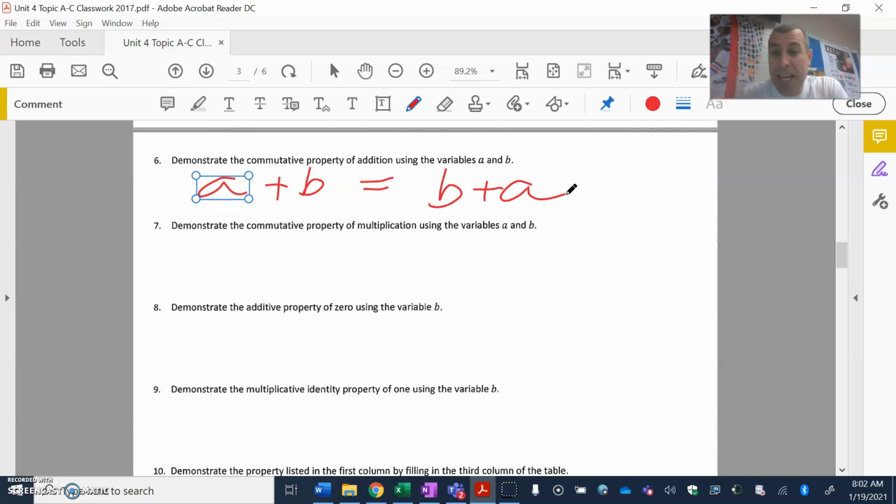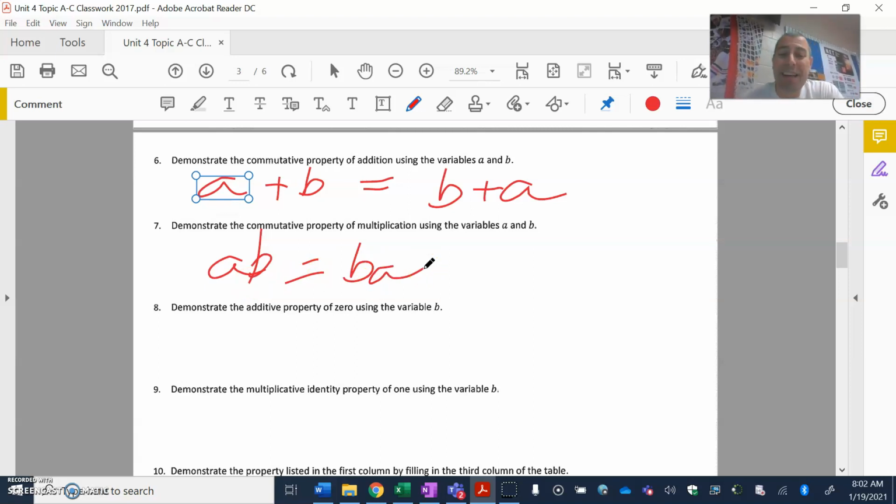You want to use a 9 and a 7? Fine. 9 plus 7 is the same as 7 plus 9. Wait, you want to use a 13 and a 61? Fine. 13 plus 61 is the same as 61 plus 13. Again, the letters just mean it can work for all of our numbers. Commutative property of multiplication. Remember, when we multiply numbers and letters, we like them right up against each other. So there you go. Again, flipping the order around.